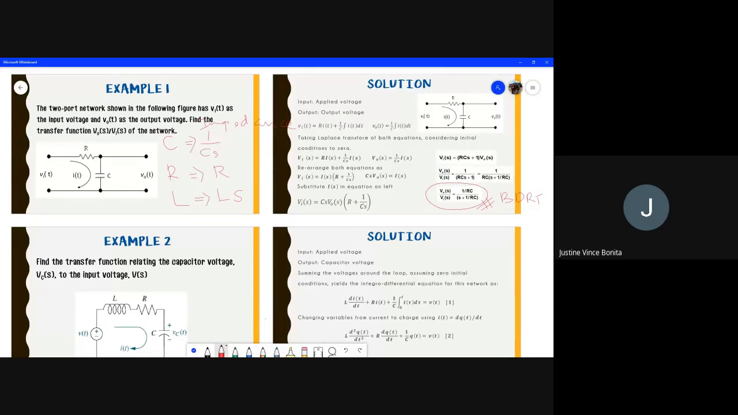Okay, now we already know the impedance for this electrical circuit, the RC circuit. For this circuit, example one, the equivalent transform impedance: capacitor 1 over Cs, resistor R, and inductor Ls.